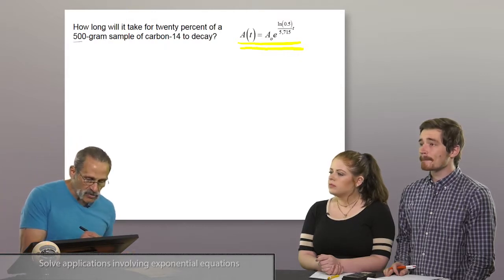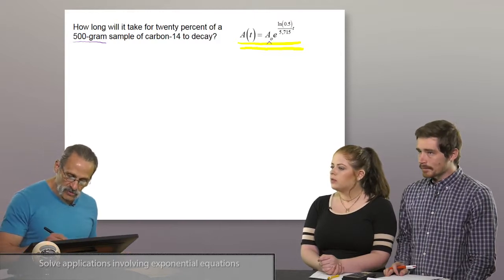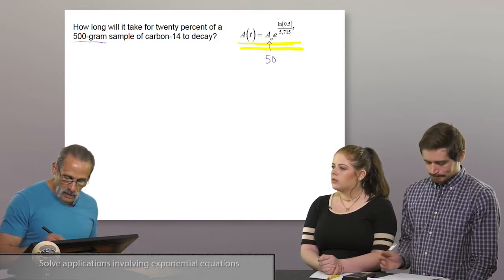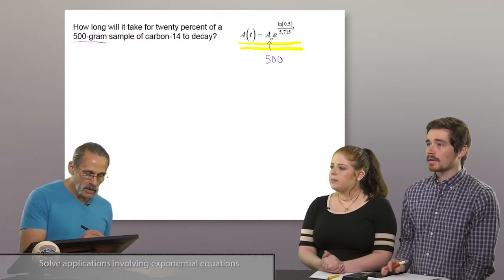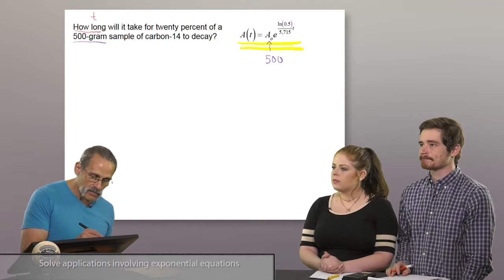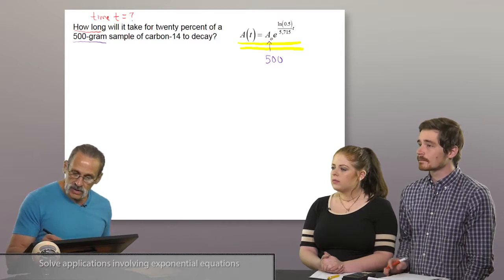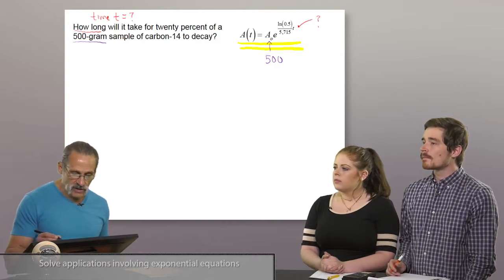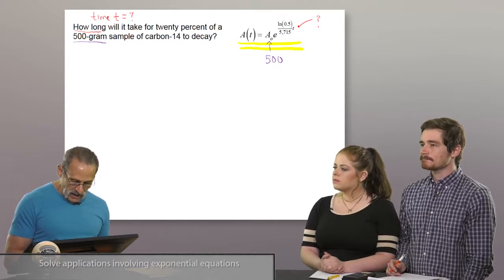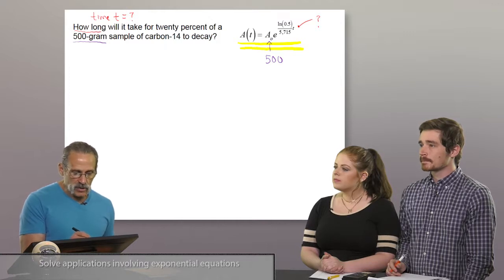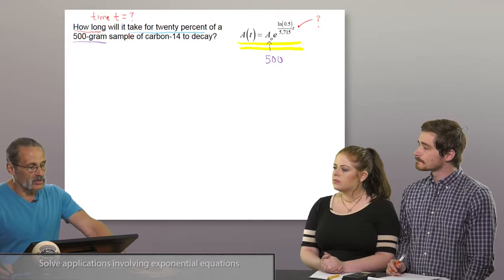What is this 500-gram sample? Would that be A sub 0? That sounds great. What are we looking for? The time. How long? We're looking for time. So I'm going to write that in with a question mark right here. And then we know something about A of t, right? We want to know how long it will take for 20% of this 500-gram sample to decay.